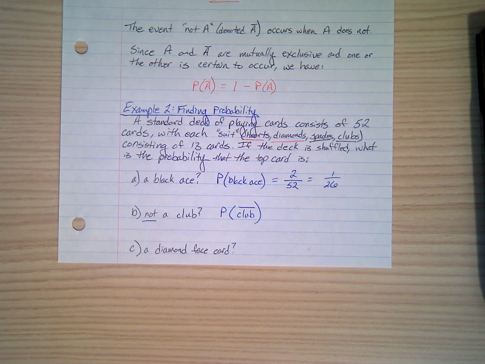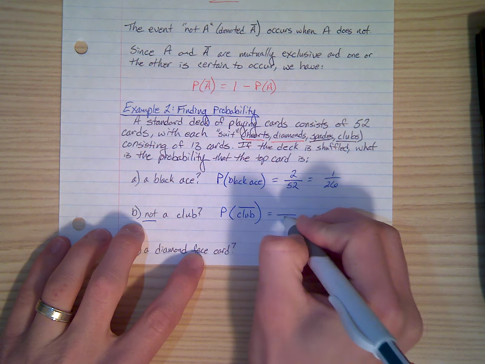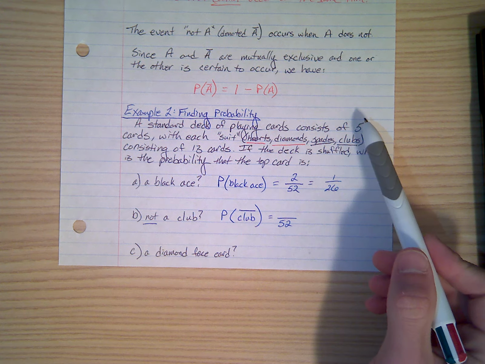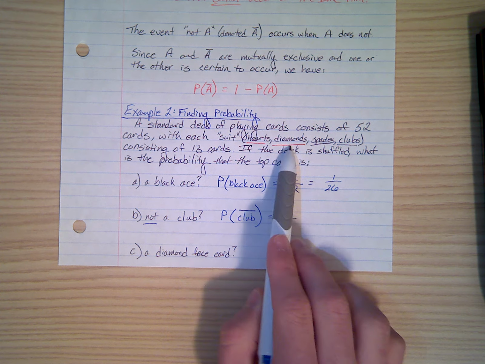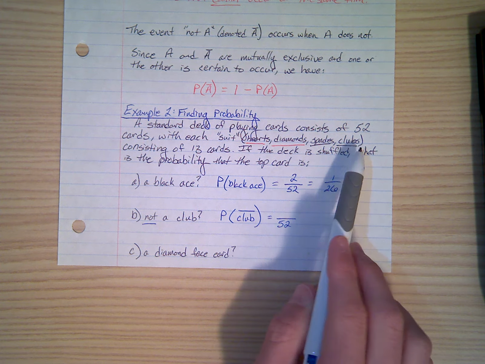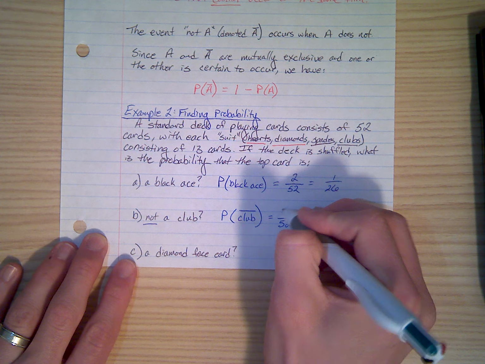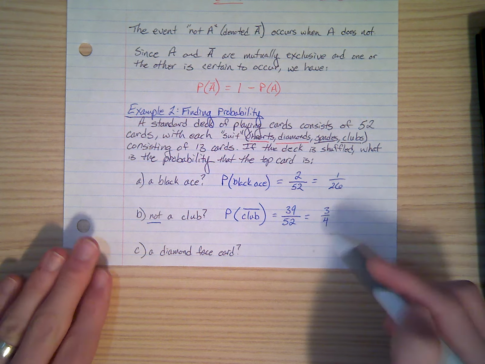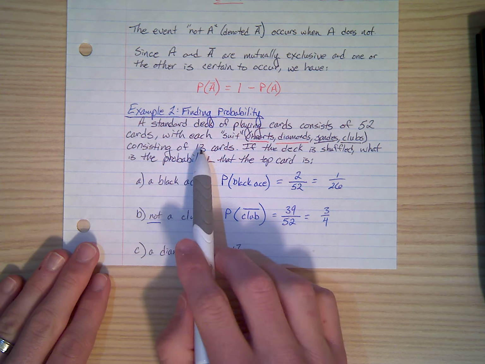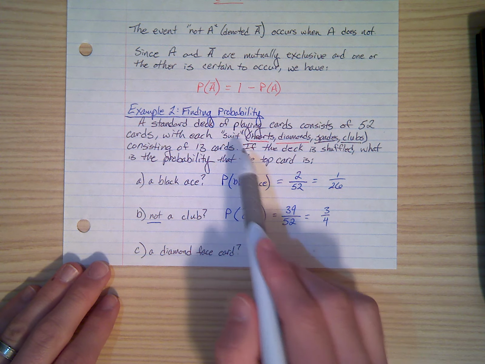Kind of an easy example in this regard, right? There are 52 cards. Each suit has 13 cards. So that means there's 13 hearts, diamonds, spades, and clubs. But we want not clubs, so we want these three groups here. So 3 times 13 is 39. 39 out of 52 actually reduces to 3 out of 4, which, again, if you didn't think of it in terms of the 39 out of 52, you have 4 suits, you want one of the other 3.